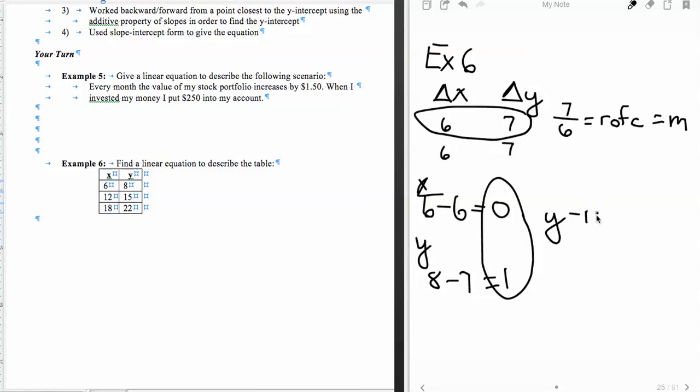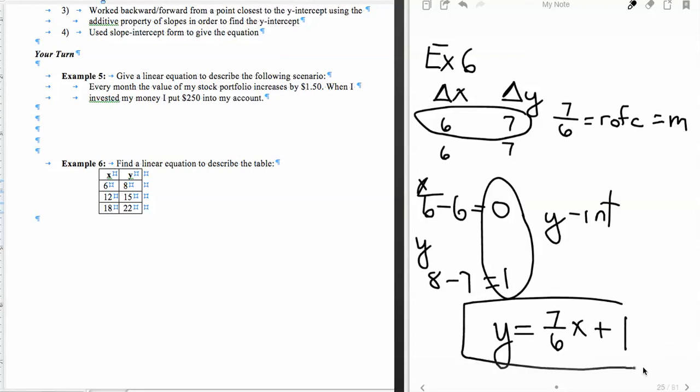And so now I can make my model. And my model is going to look like y is equal to my slope, 7/6, times my independent, plus my y-intercept, 1. And there we go. There's our model.